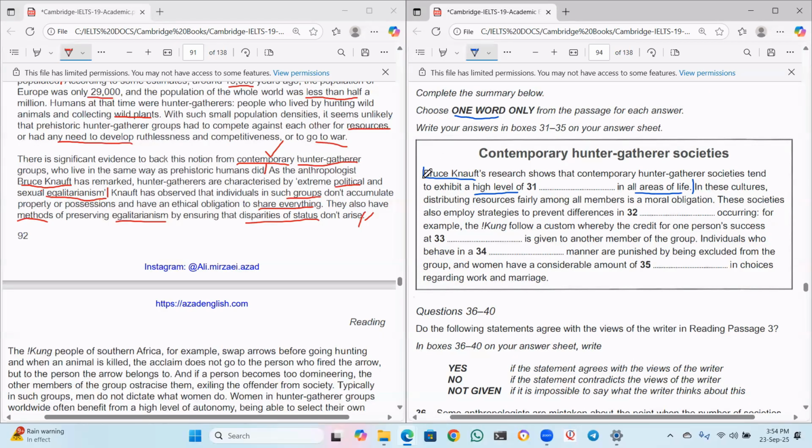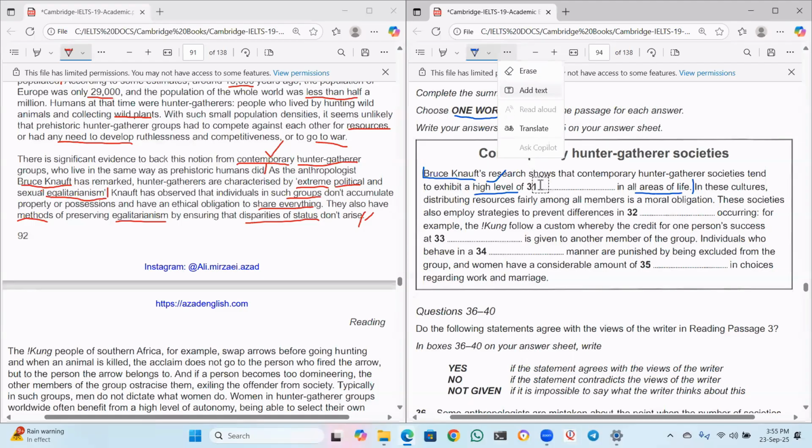What do you say? Now, research shows that contemporary hunter-gatherer societies tend to exhibit a high level of dash in all areas of life. High level is the keyword, guys. Did you get the answer? I'll give you a hint. High level. Extreme. What does it mean? Extreme, high level. So, what is the answer? As the anthropologist has remarked, hunter-gatherers are characterized by extreme political and sexual egalitarianism. So they exhibit a high level of egalitarianism in all areas of life. All areas means political and sexual, everything. So yes, egalitarianism should be the right answer.